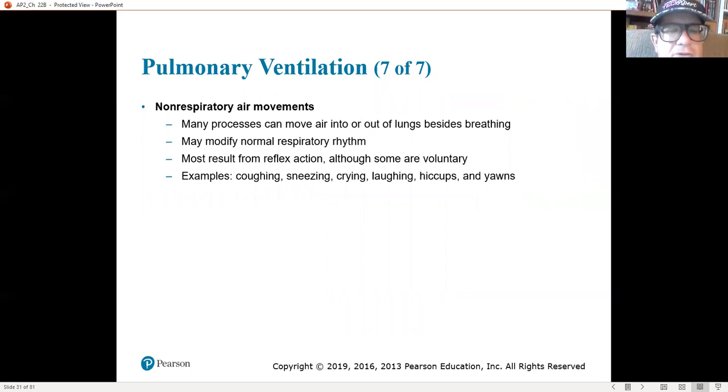Now, there are also non-respiratory movements of air. You can move air in and out for other reasons. You could do it to modify the rhythm, but coughing, sneezing, laughing, crying, yawning, hiccuping, all of those are moving air as well.